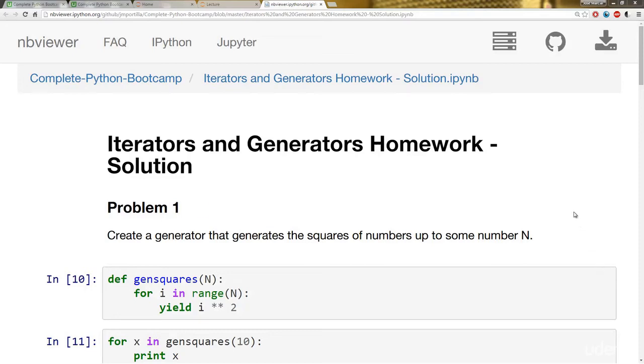Hello everyone, and welcome to the Iterators and Generators homework solution lecture. So in this lecture we'll be quickly going over some of the solutions for the Iterators and Generators homework assignment.